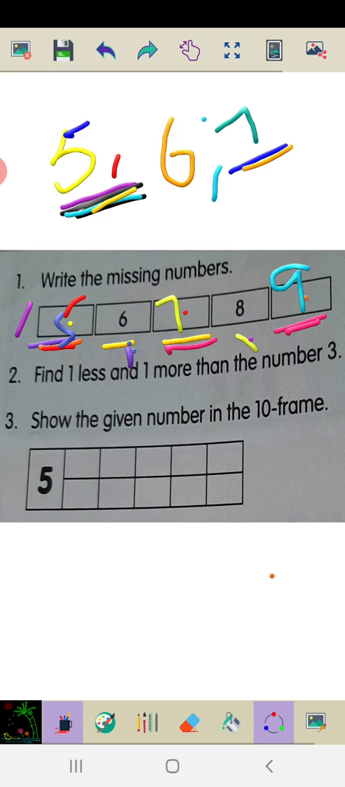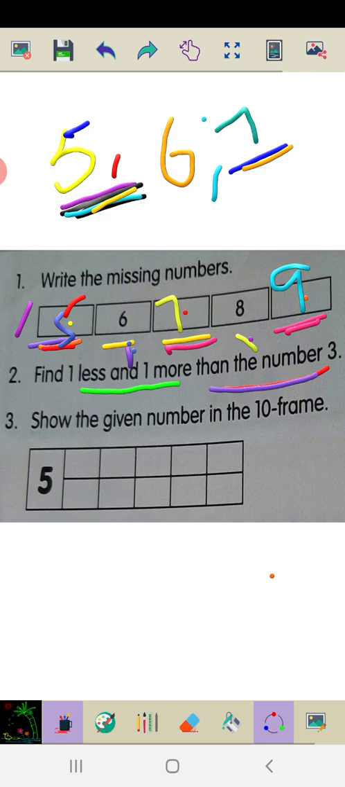Now question number 2. Find one less and one more than the number 3. This is very easy. You need to do one less and one more for 3. We have solved many problems related to this. So you try and give me the answer.